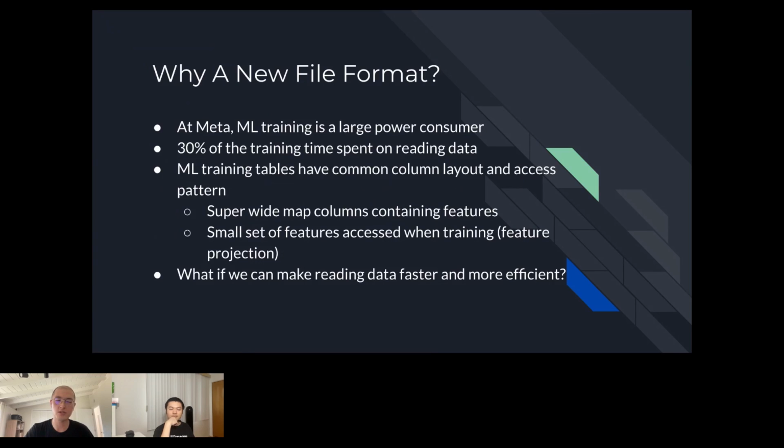During talks and discussions with our ML engineers at Meta, we realized that most of our ML training tables have a very common pattern. They normally have a super wide, or a couple of super wide, map columns that contain thousands of features. And when fed into the training fleet, only a small set of features are accessed. That's what we call feature projection. Because we've encountered some problems improving the existing formats, we were thinking: what if we can have a new format that can make reading data way faster and more efficient, that can save us tons of money?